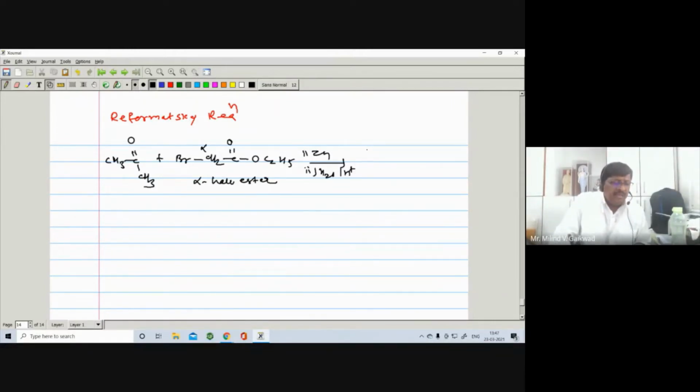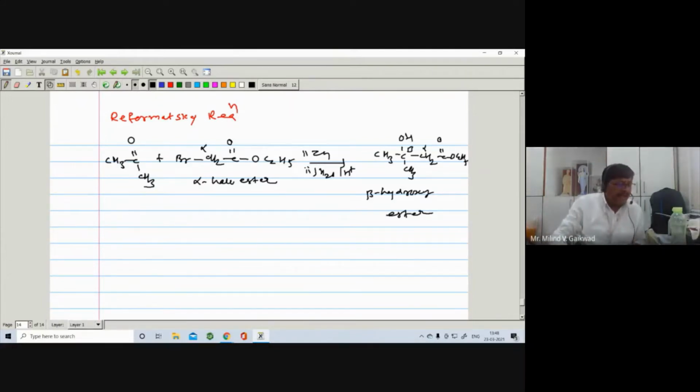So it is seen that there is the formation of the beta, here is a CH3, then C-OH, here is a CH3, here is a CH2, C double bond O and OC2H5, alpha carbon and beta carbon, beta hydroxy ester. So there is formation of beta hydroxy ester compound, right? Let us see the mechanism of the reaction.